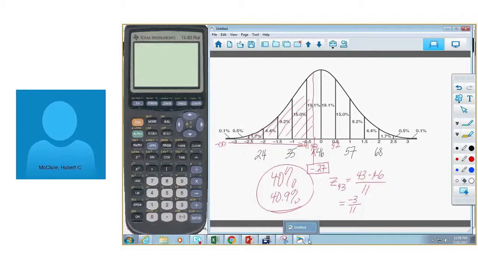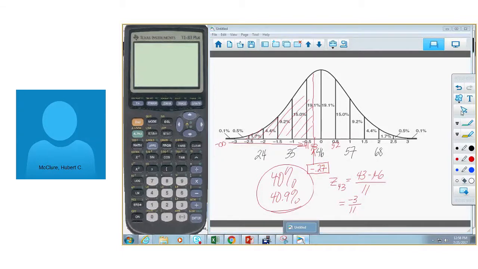Now somebody take your handy dandy calculator and do normal CDF, whichever one it is. From negative infinity, and what's negative infinity? Negative 9999. You don't type in infinity, okay?